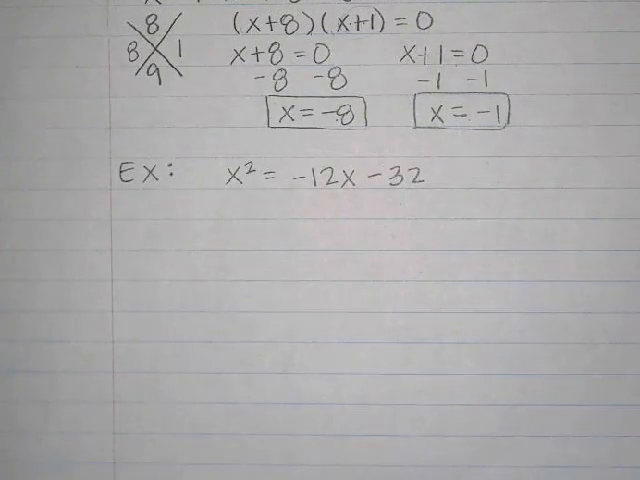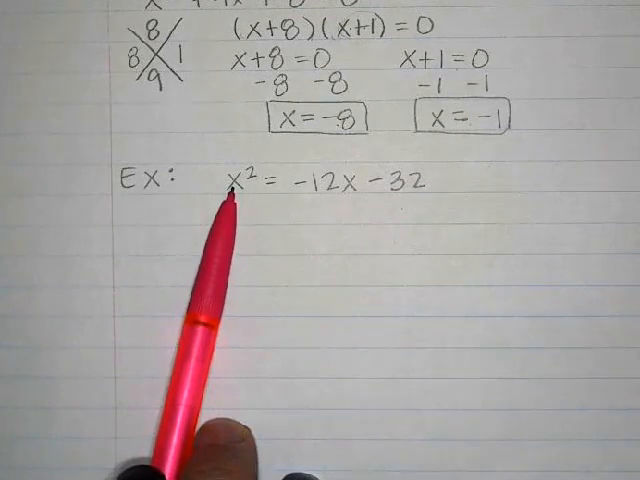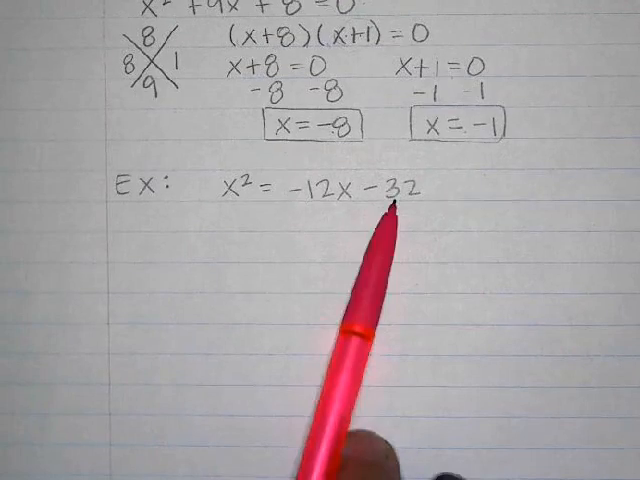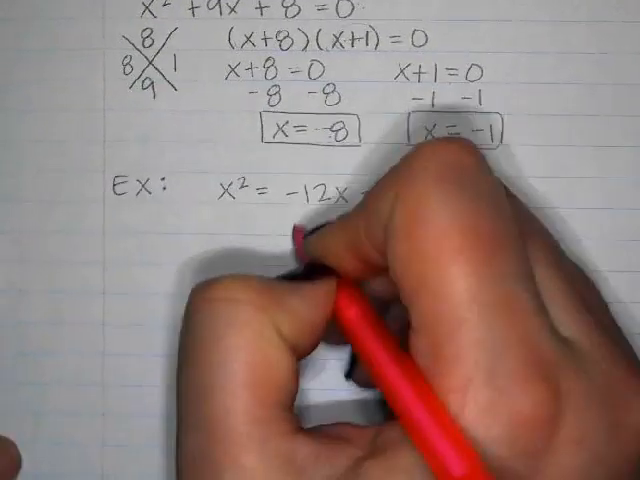So that means we're going to take the 12, we're going to move it over, we're going to take the 32, we're going to move it over. We're always going to have the x squared term be positive because it is easiest to do the problem that way, okay? I'm not saying that to make your life harder, I'm saying that to make your life easier, okay? I promise it makes it easier. So I'm going to add the 12x over, and I'm going to add the 32 over.